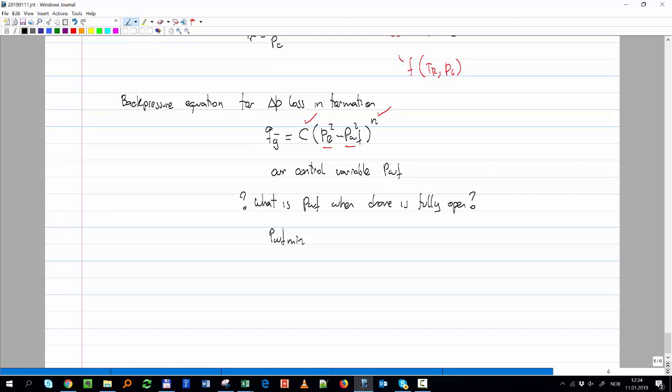You will see in a few classes that it's not a good assumption for some cases, but we are going to live with that. We're going to do exactly what reservoir engineers are doing. They define this minimum pressure. So I define this minimum pressure.